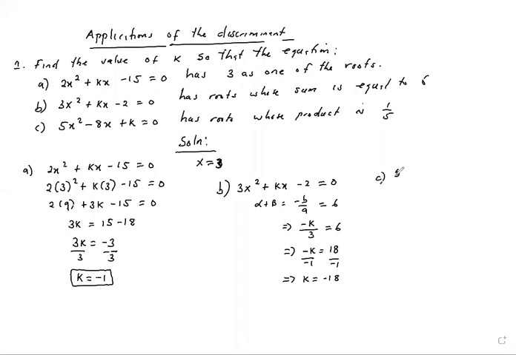C: 5x squared minus 8x plus k is 0 has roots whose product is 1/5. Product is c/a. c/a is k/5. But we are told that the product is 1/5. Cross multiply, you get 5 is equal to 5k. Divide by 5, divide by 5. k is equal to 1.